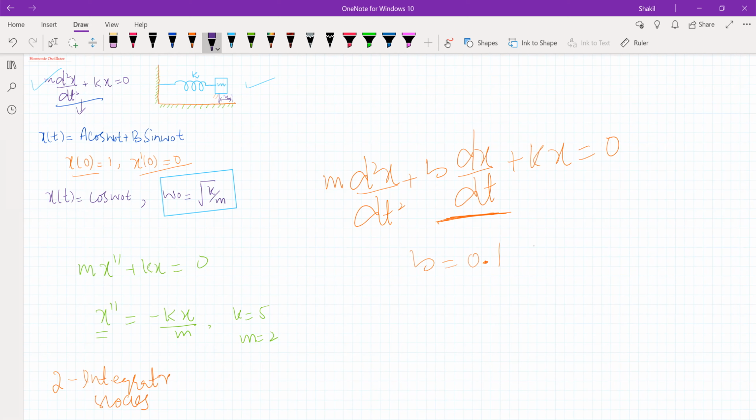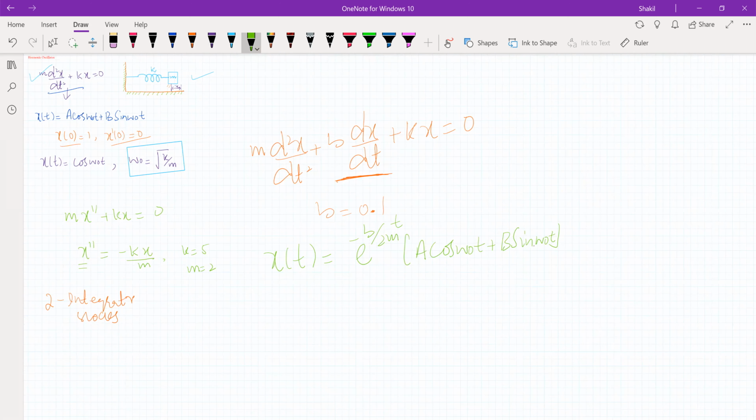In Simulink. Now, before I solve this differential equation in Simulink, if you solve it analytically, remember the solution looks like this. Solution of this is simply e raised to minus b by 2m t times a cos omega naught t plus b sine omega naught t. So this is the solution of this differential equation when we take friction into account.